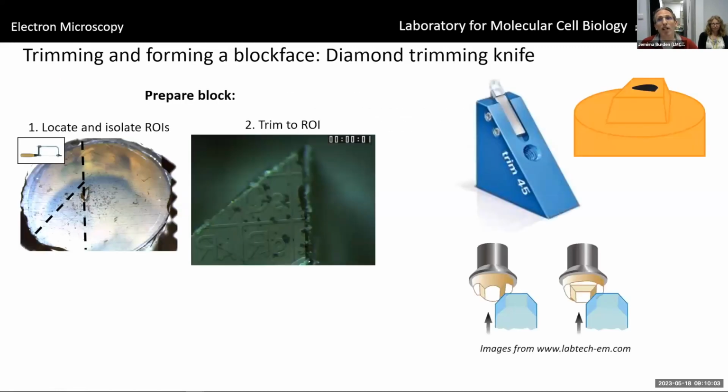To form that block face, you can either use a diamond trimming knife, as demonstrated here. You can do one side with one side of the knife and then the other side with the other side, and those edges are going to be perfectly parallel. You can then turn this 90 degrees or just off 90 degrees if you wish to get your asymmetry in, and trim further with that.